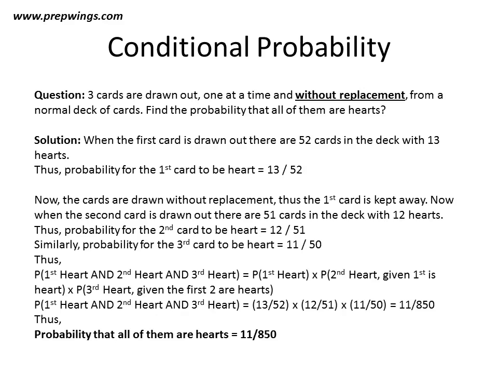So putting in these values, we get the probability of first heart and second heart and third heart equal to 13 by 52 into 12 by 51 into 11 by 50, which comes out to be 11 upon 850. Thus the probability that all of them are hearts in case of without replacement will be 11 by 850.